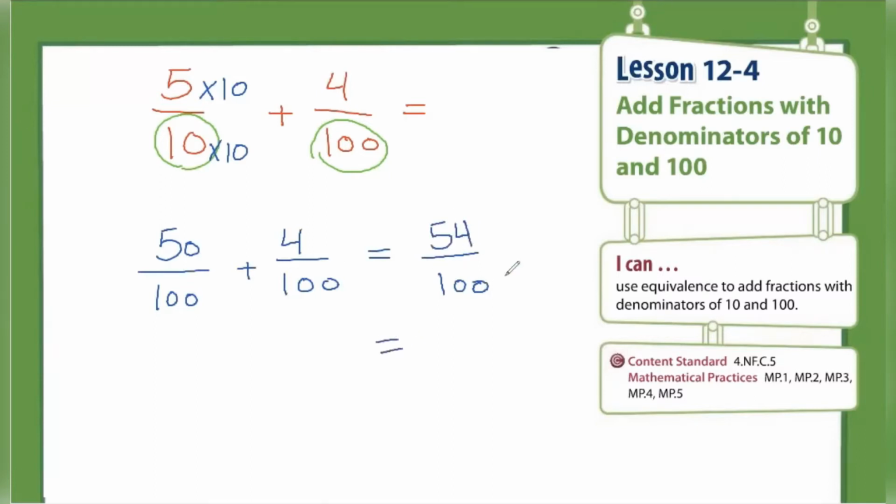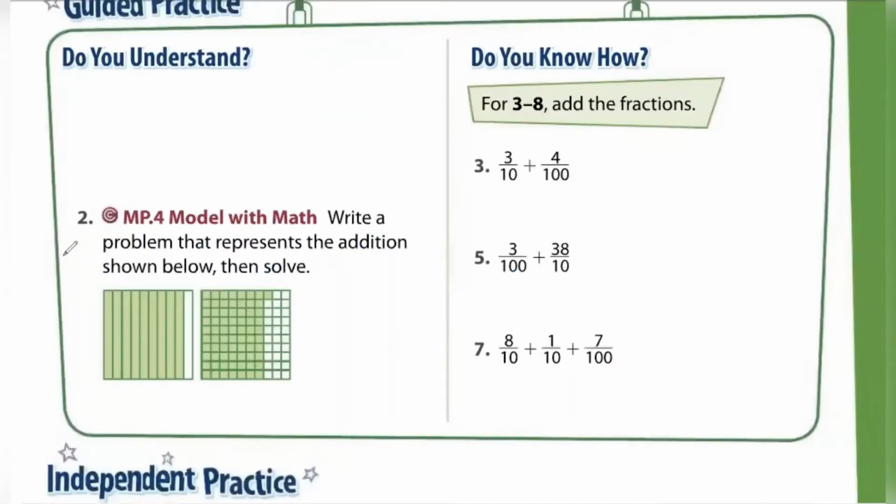How can I write this fraction as a decimal? Just put 54 and put the decimal point after two numbers from the right: 1, 2, put the decimal point. We don't have any whole numbers here, so just put 0. Let's start our lesson. Number 2, write a problem that represents the addition shown below, then solve.